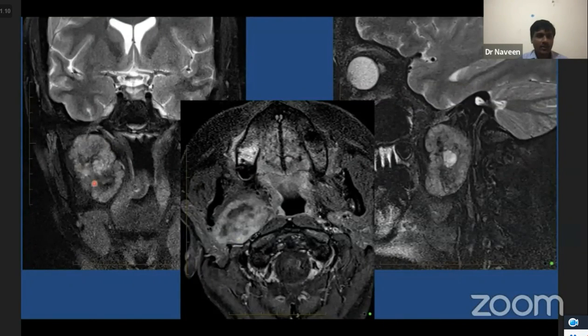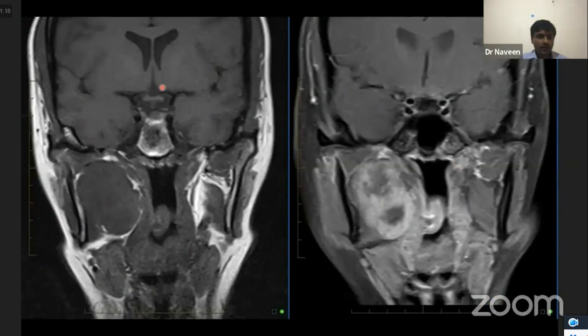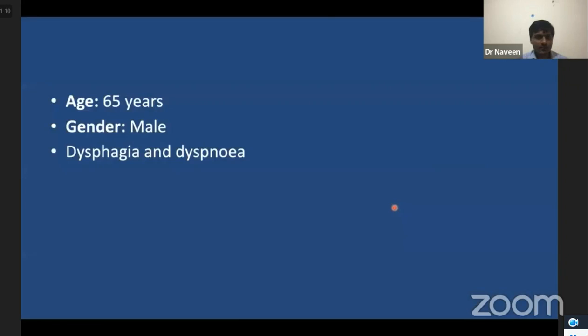This is a large T2 hyperintense, well-lobulated lesion seen within the parapharyngeal space with multiple T2 hyperintense areas within. In the coronal T1 section, we can see a thin strip of fat surrounding the entire lesion, suggesting that this is in the parapharyngeal space. A post-contrast study shows internal necrotic areas. So for such a well-lobulated, encapsulated lesion with necrotic areas within the parapharyngeal space, the first differential appears to be the schwannoma of the mandibular division.